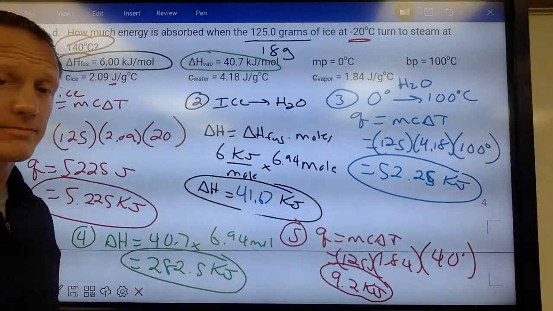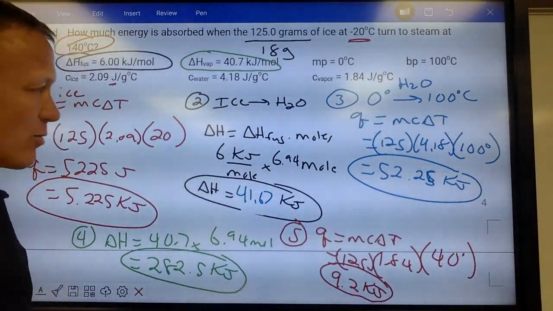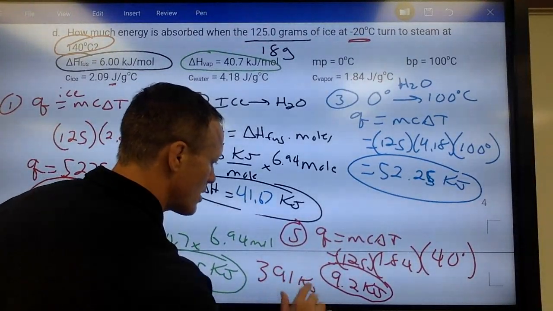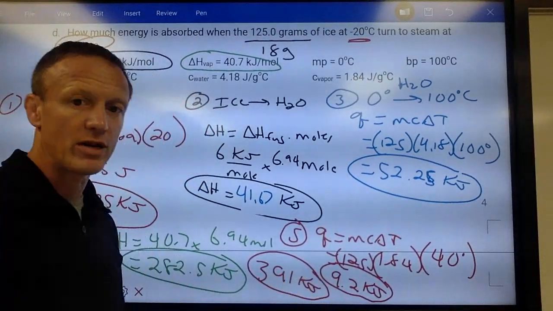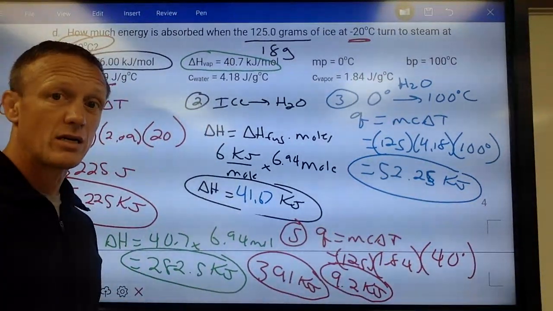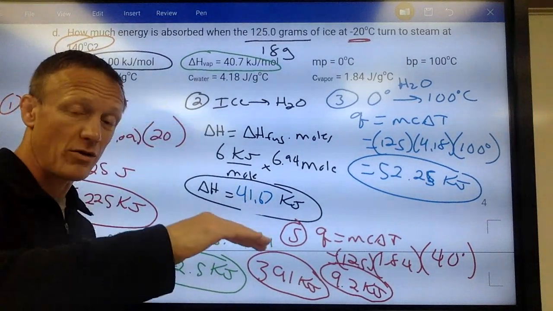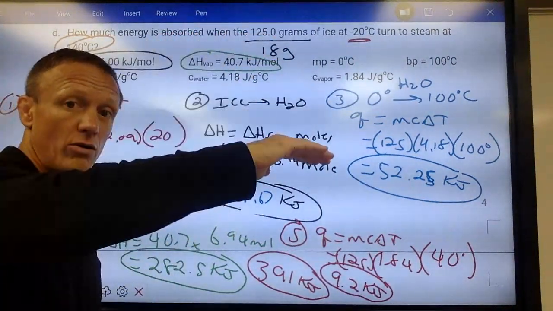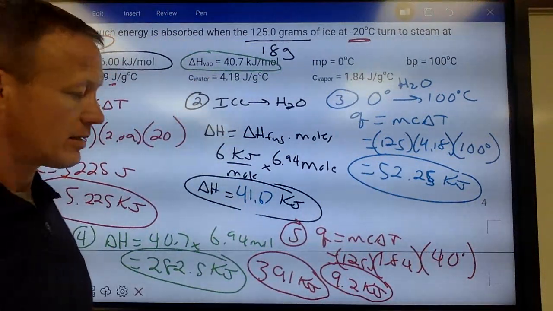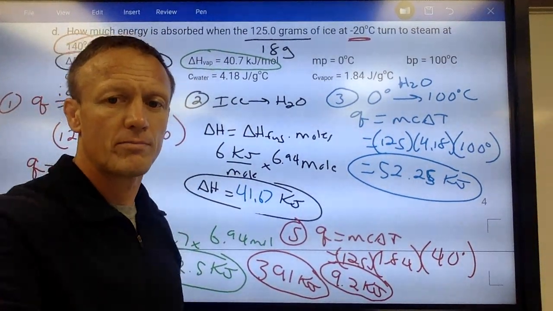Add all those kilojoules up. About 391 kilojoules total. 391 kilojoules to make ice at negative 20, heat up to zero and melt, heat up to 100 and boil, and heat up to 140 as steam. You have to add in that much heat to make that happen. Long problem, tough to do.